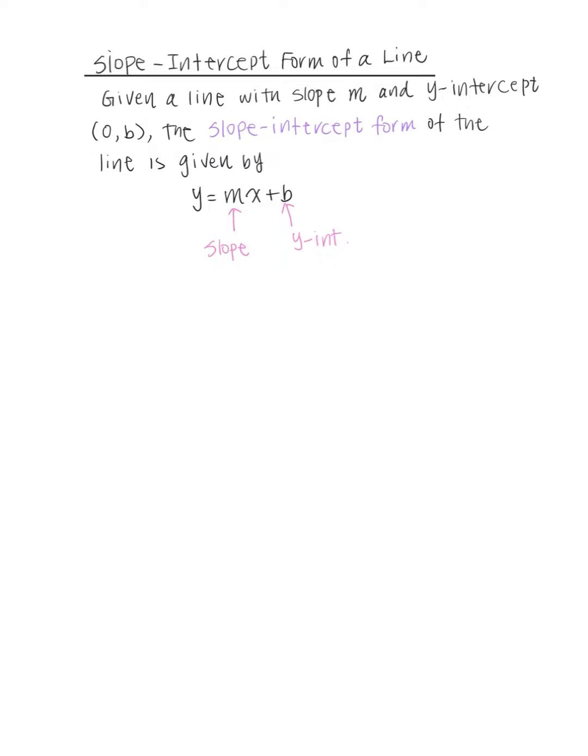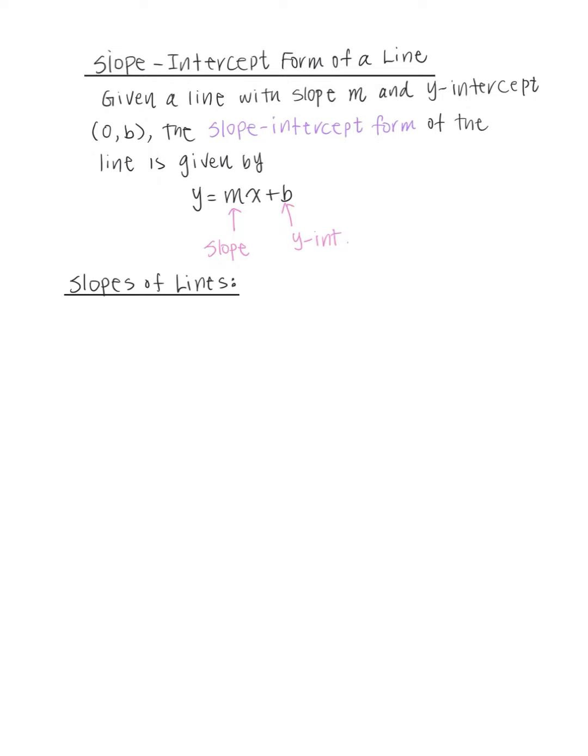Our next topic is the slope-intercept form of a line. It says, given a line with slope m and y-intercept (0, b), the slope-intercept form of the line is given by y equals mx plus b. Here, m is the slope and b is the y-intercept, and x and y are just variables, so they stay the way they are.